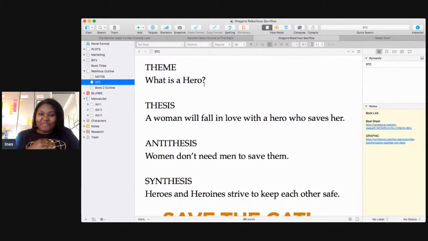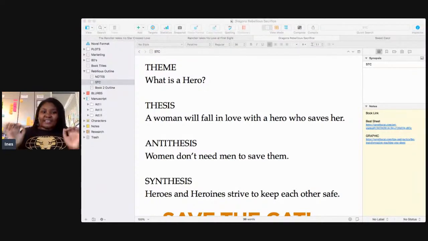So I hope this was helpful. Make sure you check out those links of the beat sheet on Blake Snyder's website, the book Save the Cat, as well as Save the Cat Writes a Novel, and come back with me as I start to figure out who these characters are and figure out how I'm going to make them arc to get to that synthesis moment.